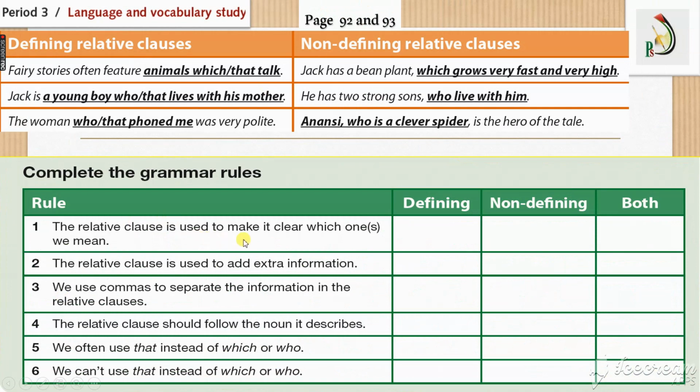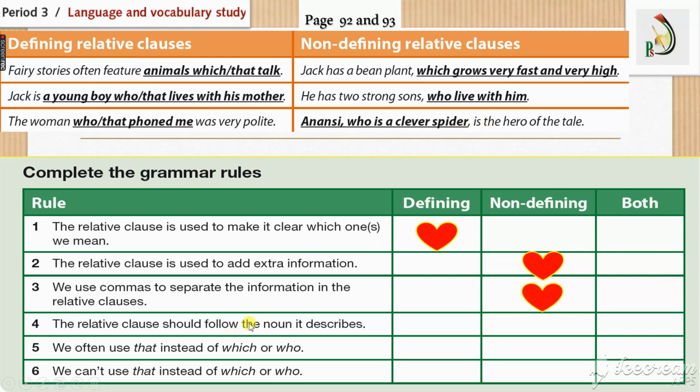The relative clause is used to make it clear which one or which ones we mean. Defining. The relative clause is used to add extra information that we do not need: who is a clever spider, who live with him, which grows very fast and very high. All extra, non-defining. We use commas to separate the information. Now see, did we use a comma here in defining? No. It means we are talking about non-defining.